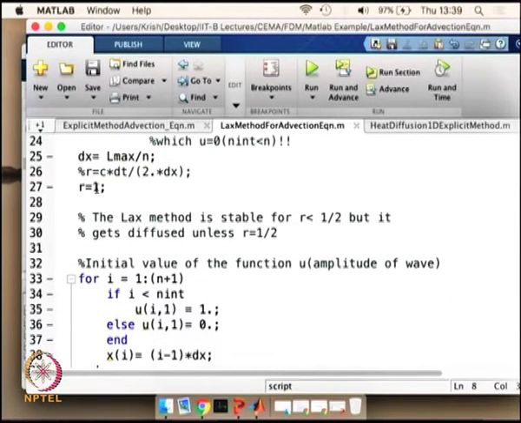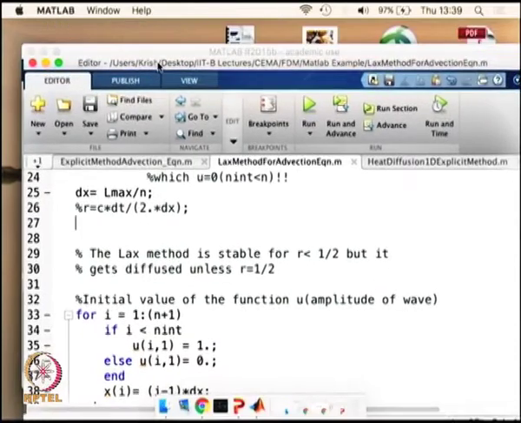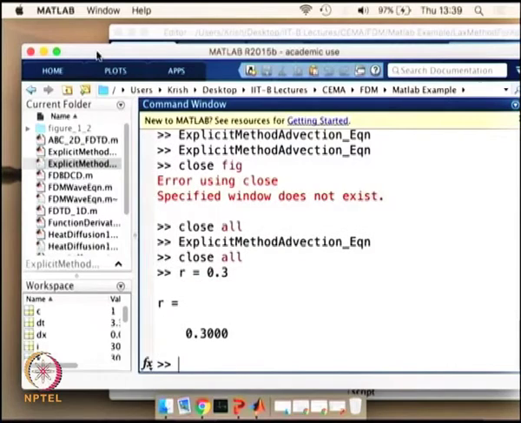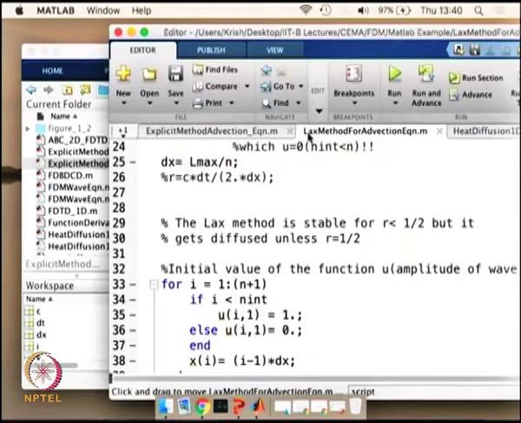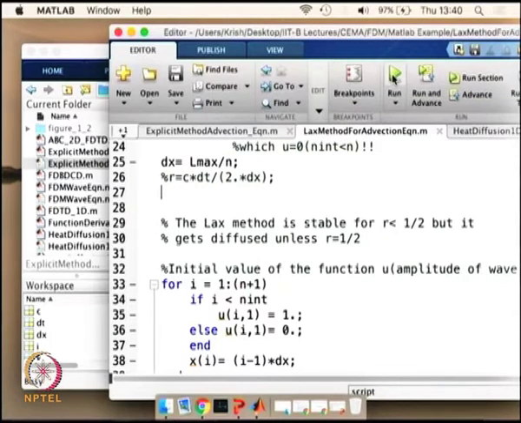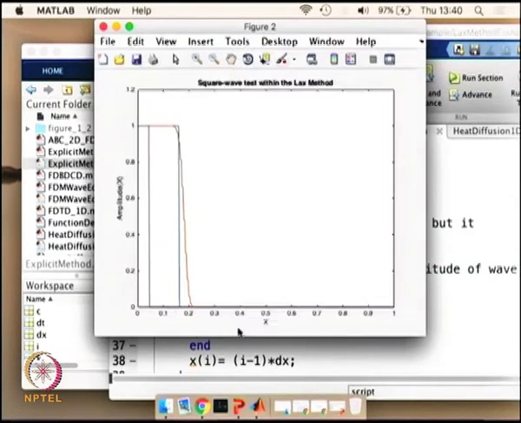Let's try running the program for various values of r. Now I am going to keep the r value equal to 0.3. I am going to run using the Lax method. So I am running it now, and we will see the value is replicating even for r equal to 0.3. The value is coming closer to the initial condition.